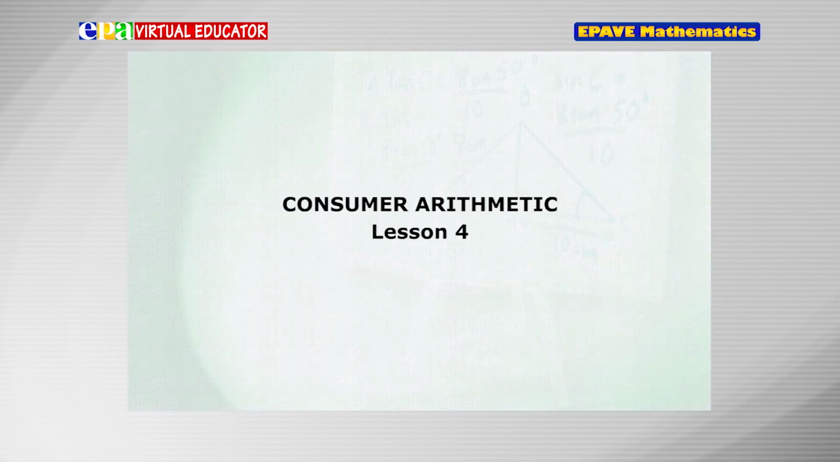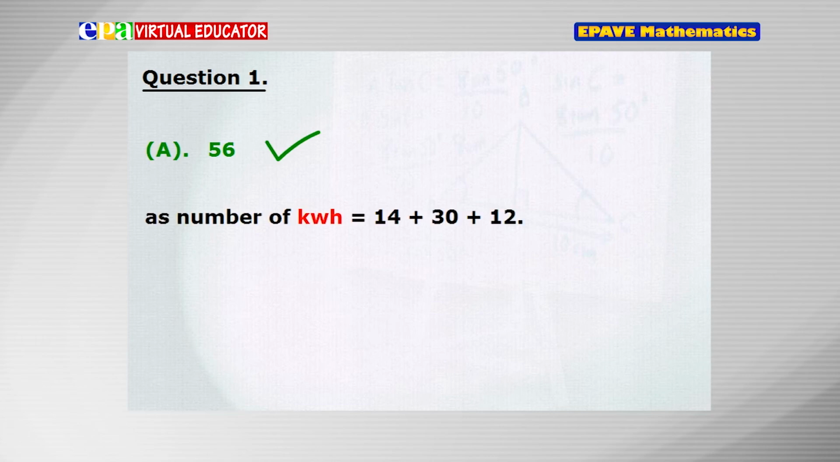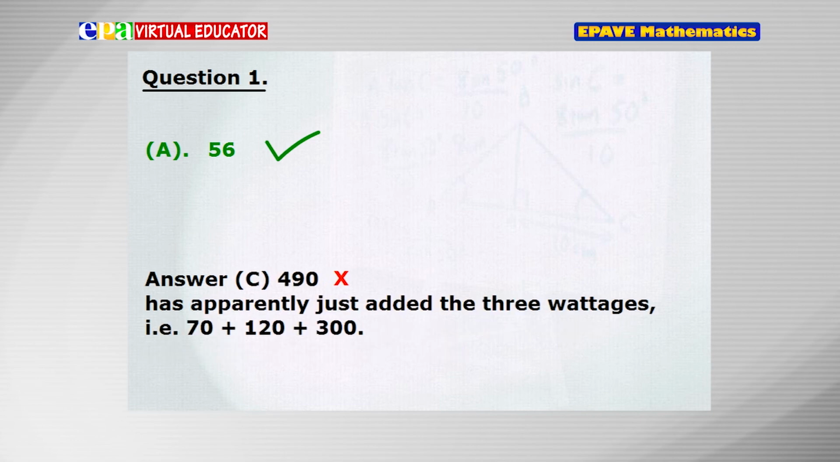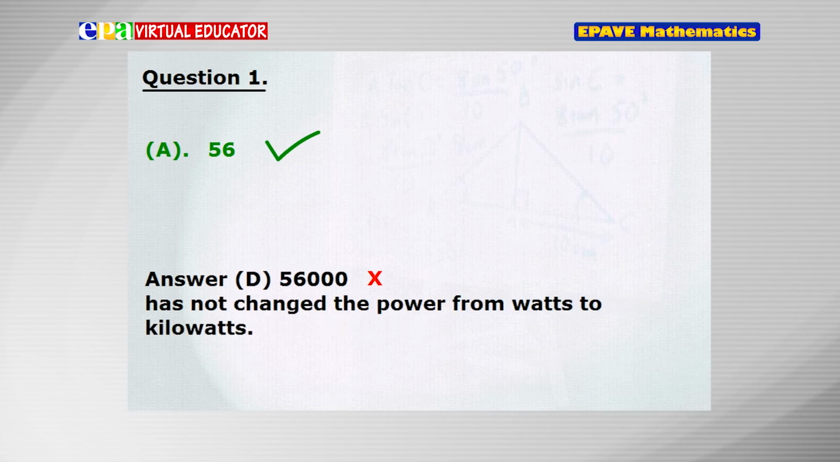Lesson 4. The correct response to question 1 is A, as the number of kilowatt hours is equal to 14 plus 30 plus 12. Answer B has seemingly taken 14 plus 300 plus 12 due to a miscalculation in working out the number of kilowatt hours used by the refrigerator. Answer C has apparently just added the 3 wattages, that is 70 plus 120 plus 300. Answer D has not changed the power from watts to kilowatts.